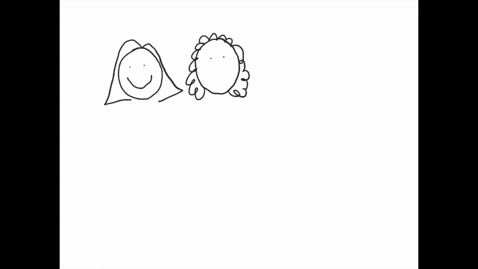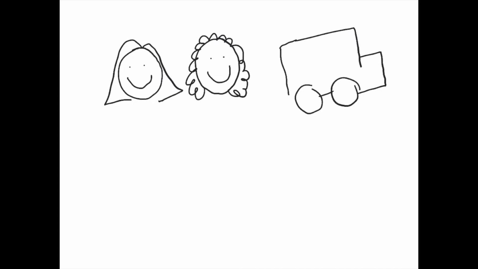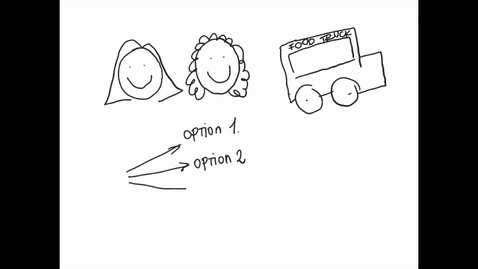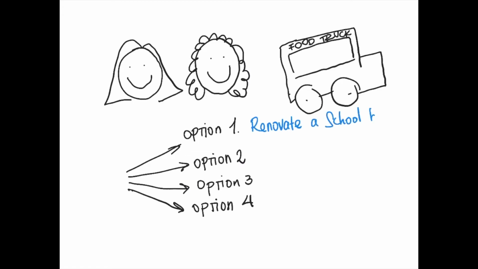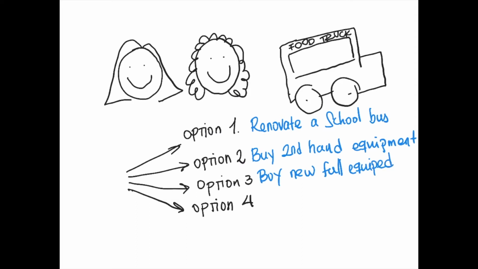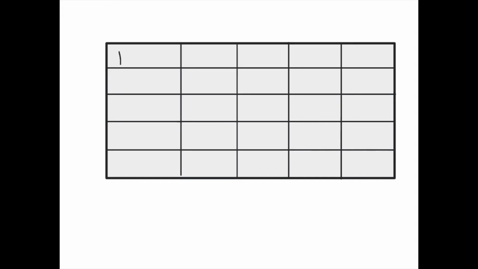So imagine Alessia and Aisha want to open their food truck business and they have different options. Option 1, they could renovate a school bus to make their food truck. Option 2, buy second-hand equipment for their kitchen. Option 3, buy a new, fully equipped food truck, or start small and buy an electric bike to deliver. Alessia and Aisha need to evaluate the different options and see which one has a better value for them.